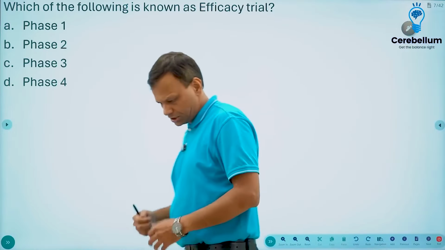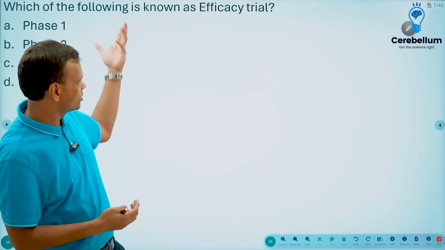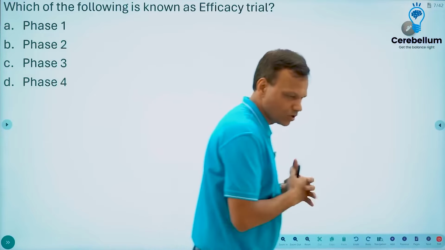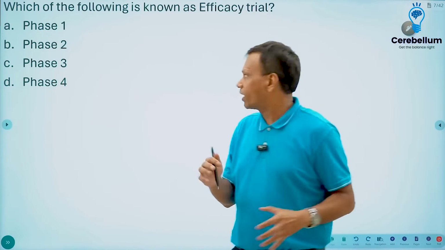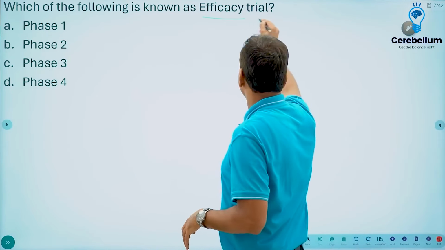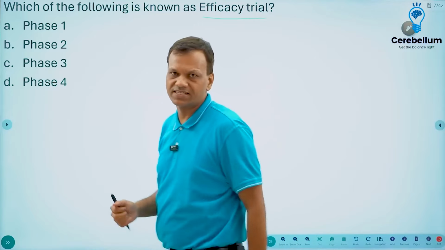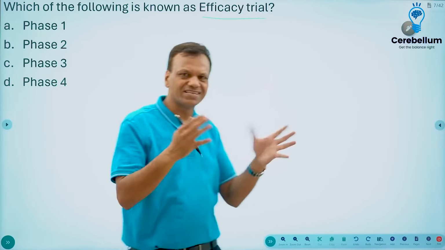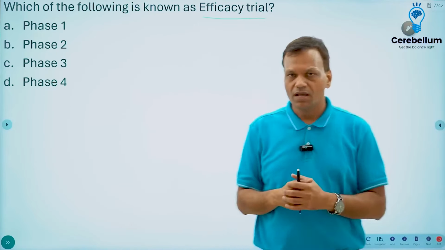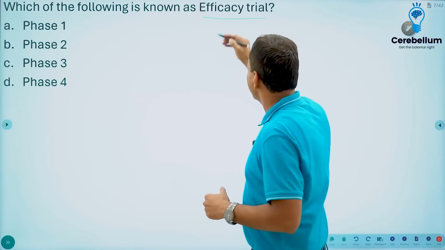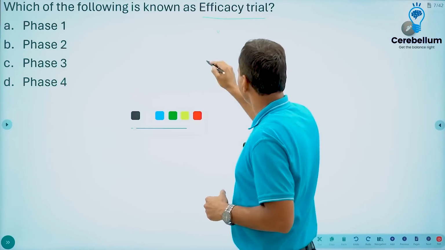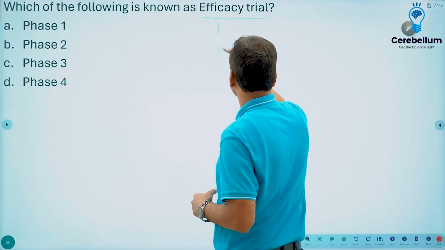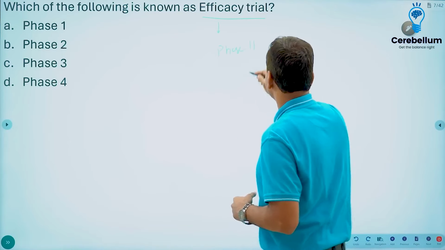So this is another question which has recently been made controversial unnecessarily, which of the following is known as efficacy trial. Now again, before going further, I want to tell you there is no term known as efficacy trial. So efficacy trial per se is not a recognized term, but what is important, efficacy is tested in two phases, both phase 2 as well as phase 3.